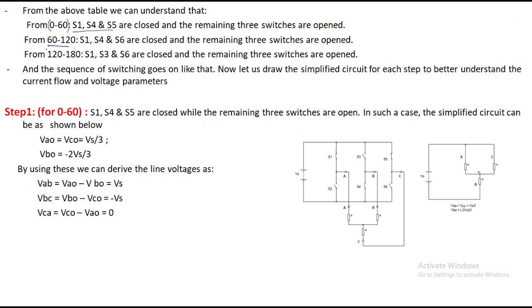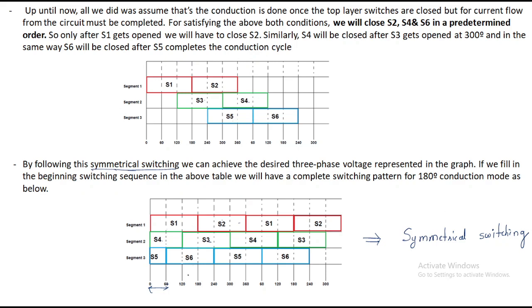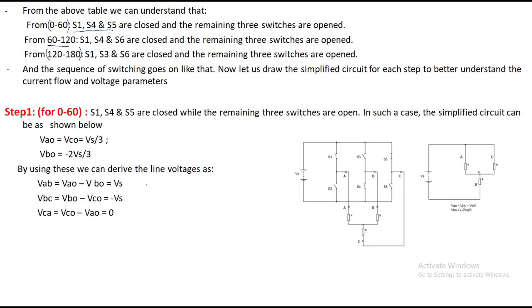For 120 to 180 degrees, S1, S3, S6 are closed. Remaining three switches are open. Look at here, for 120 to 180 degrees, S1, S3, S6 switches are on, remaining are off. And the sequence of the switching goes like that.